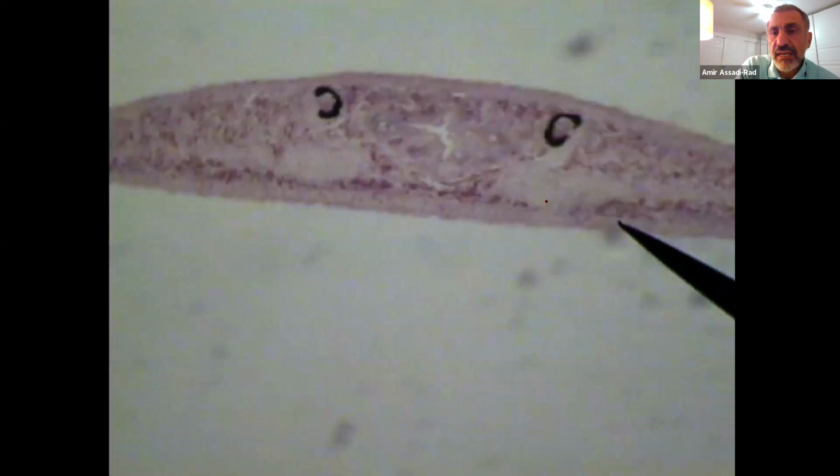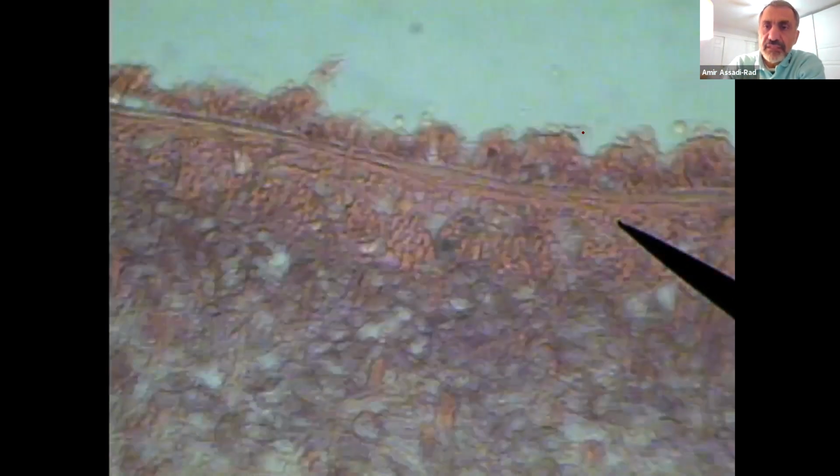Okay, so this is cerebral ganglion through the eye. These are eyes. This is eye, cerebral ganglion. We don't call it a brain, but there is a good accumulation of nerves in the cerebral ganglion. Very good. Now here you have epidermis. Again, all of these are cross-section of planaria.